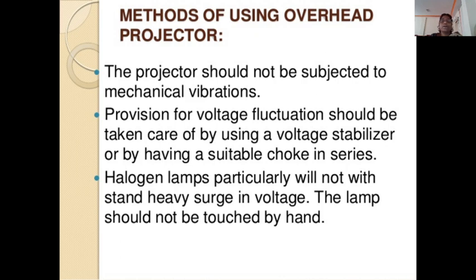Okay, these methods we have to follow while using the overhead projector. That is, the projector should not be subjected to mechanical vibrations. Provision for voltage fluctuation should be taken care of by using a voltage stabilizer. Halogen lamps particularly will not withstand heavy surge in voltage. The lamp should not be touched by hand. We should not touch the lamp with our hand.